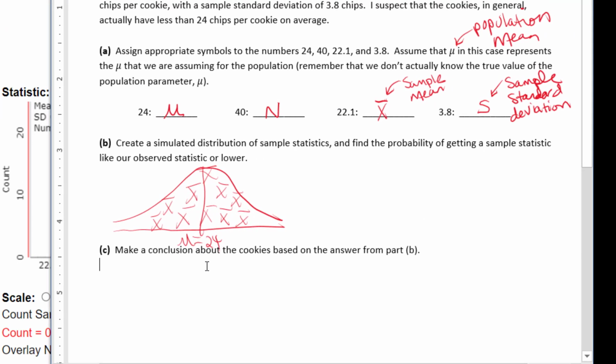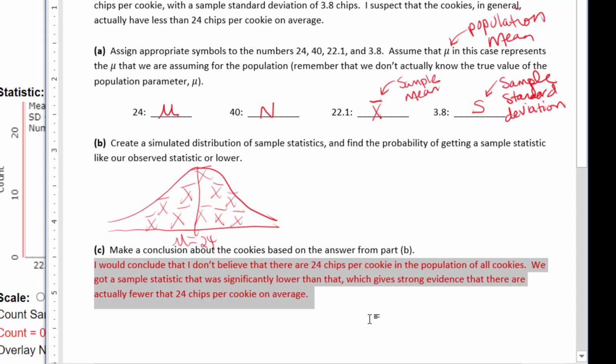So what conclusion do we make about this? I would conclude that I don't believe that there are 24 chips per cookie in the population of all cookies. We got a sample statistic that was significantly lower than 24, which gives strong evidence that there are actually fewer than 24 chips per cookie on average.